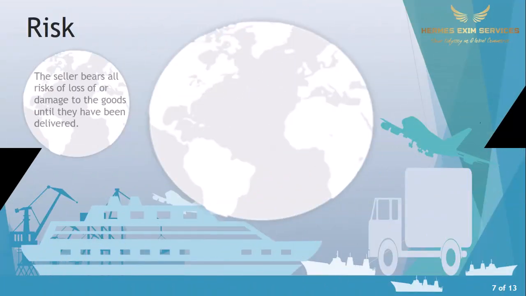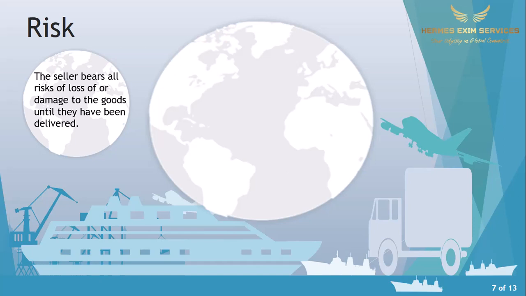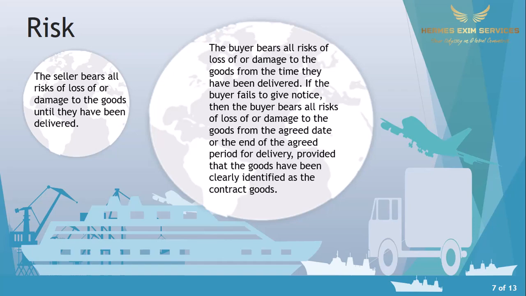The second point is the place. Remember to mention the exact location of delivering the goods after the Incoterm in your pro forma invoice or your contract. In EXW, the seller bears all risks of loss of or damage to the goods until they have been delivered, and the buyer bears all risks of loss of or damage to the goods from the time they have been delivered.